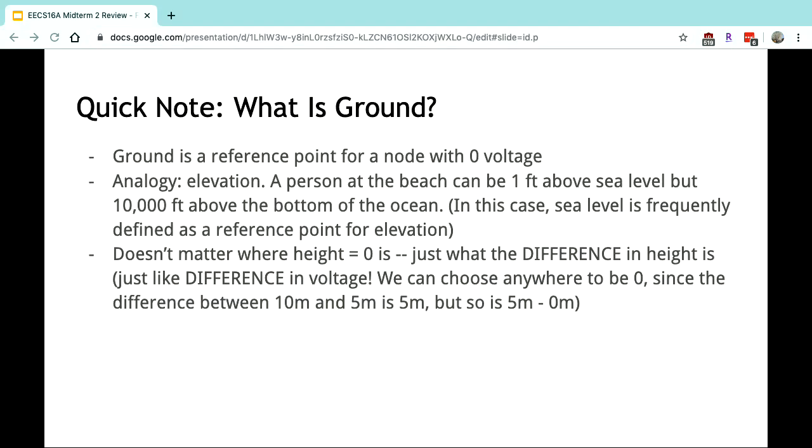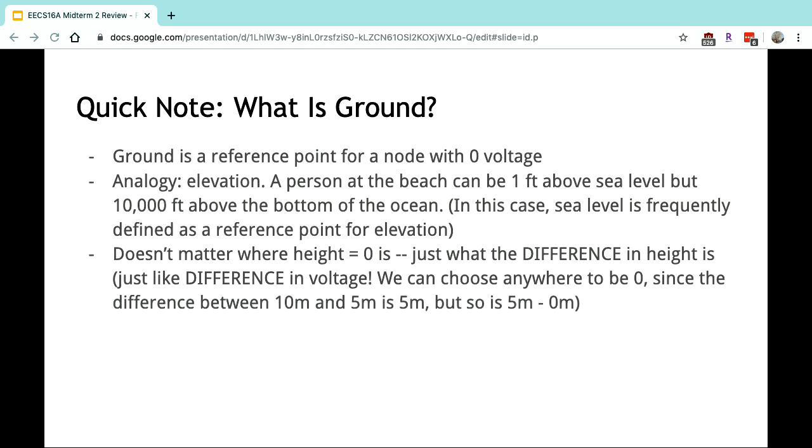Okay, another thing we want to talk about when we're analyzing circuits is how to know what ground is. You can always think of ground as some reference point where you're saying, this is where we're going to set 0 volts. An analogy you can take with that is elevation. If I'm having a great day at the beach, I'm probably going to be at about 0 feet relative to sea level because I'm right next to the ocean.